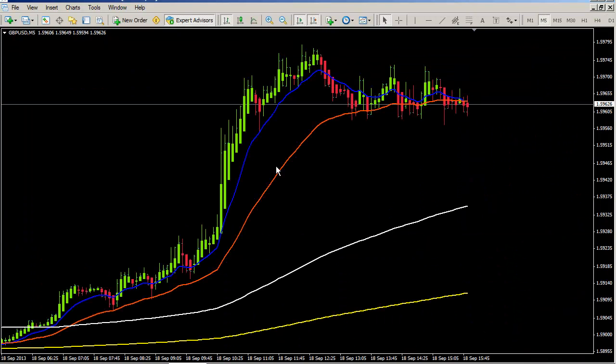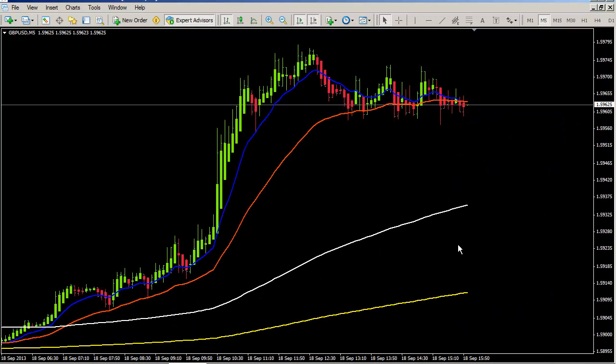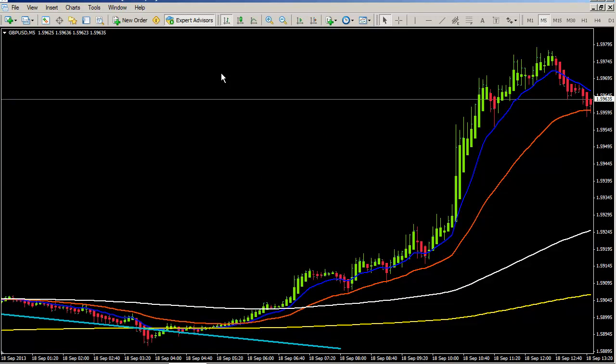And on the 5-minute chart, according to the rules, always you see, let me zoom in a little bit. Oh no, I don't have to zoom in.